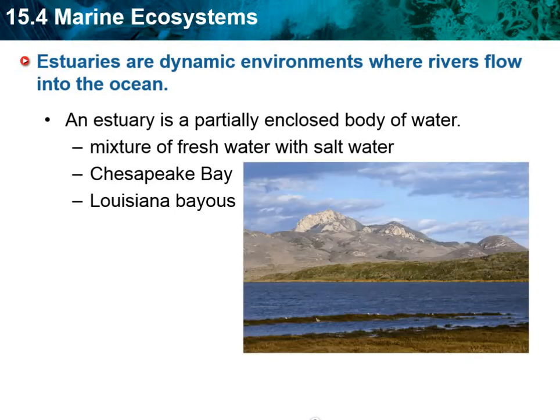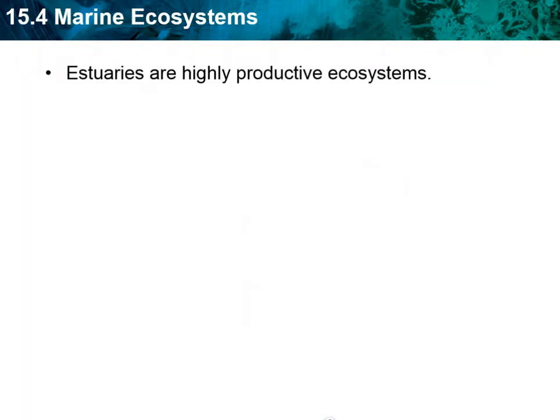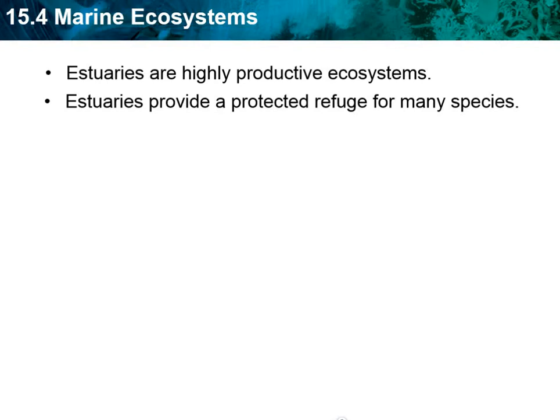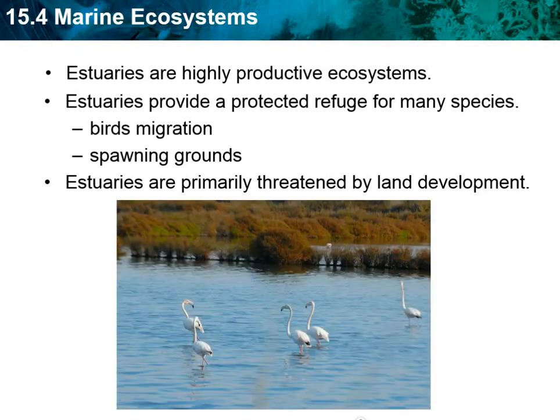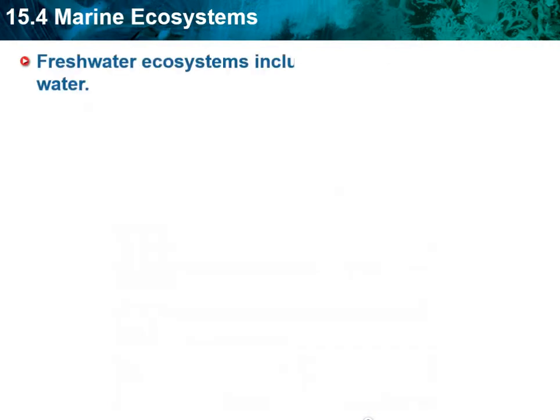There's going to be lots of life in those areas. It's going to be sort of the spawning ground or breeding grounds for lots of aquatic organisms, and there's going to be lots of biodiversity in those areas as well. So estuaries are highly productive ecosystems. They provide a protective refuge for many species. You're going to have birds that are going to migrate to these areas. Like I said, they're spawning grounds for different organisms. Estuaries are primarily threatened by land development, so companies wanting to build in those areas.